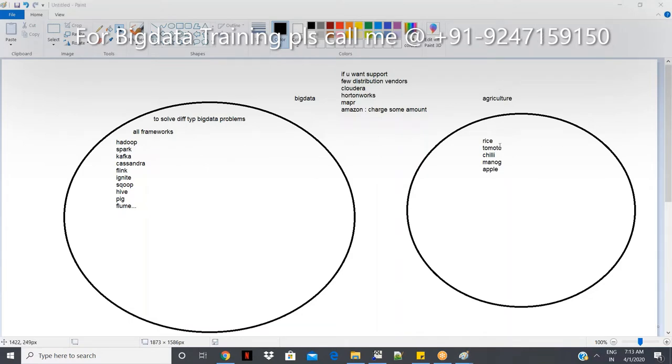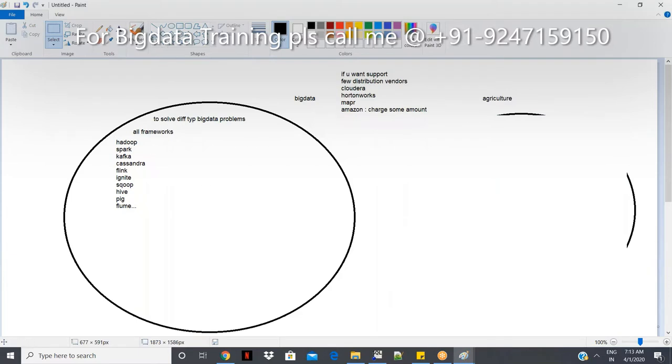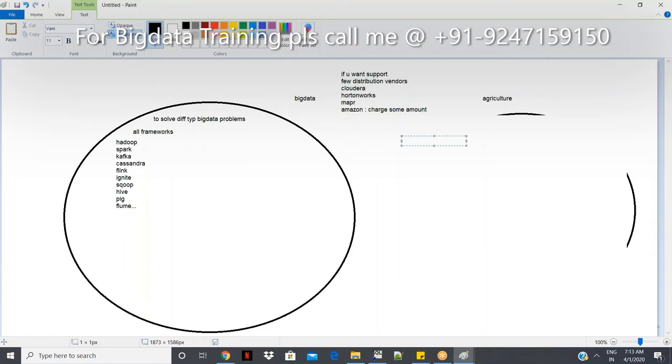Now, one more important thing, especially from the processing point of view. Please note, in the last 5 years, from the processing point of view, mainly 4 types of data are available. What is the first one? Please note, this is not related to storage, this is only processing. Historical data or batch data.